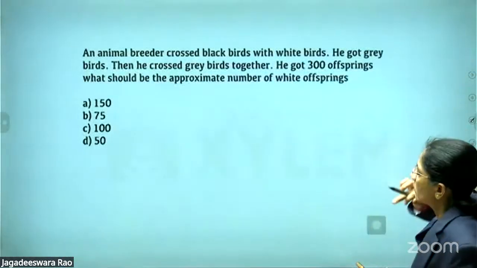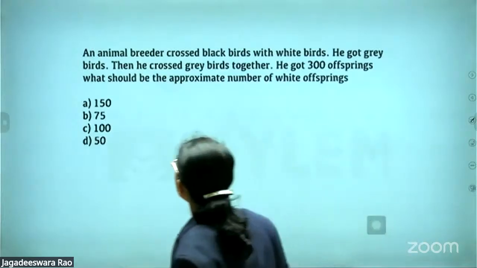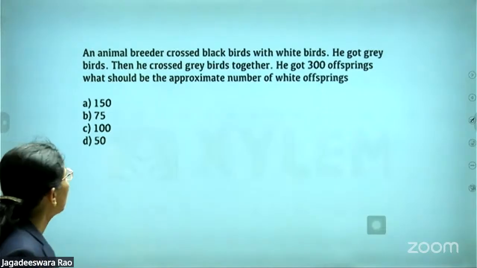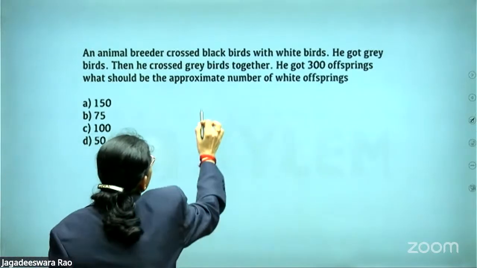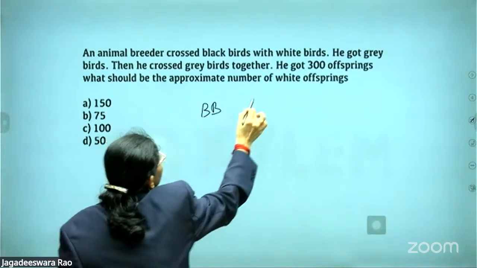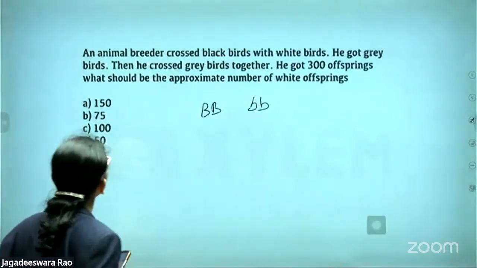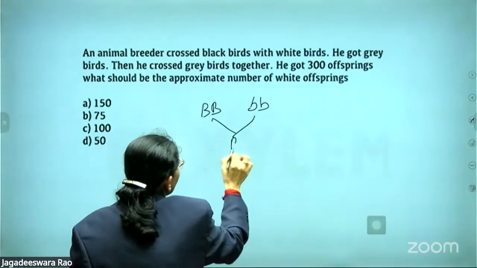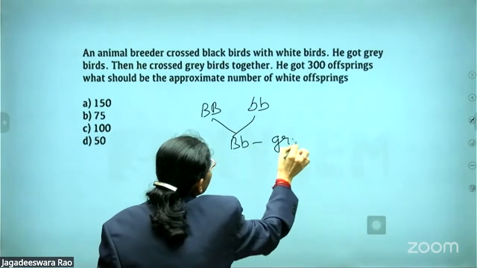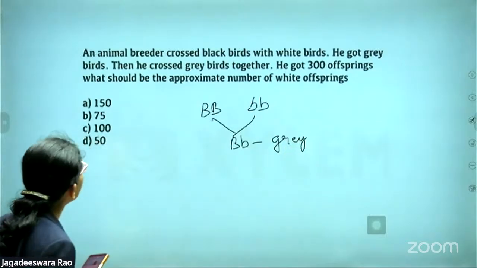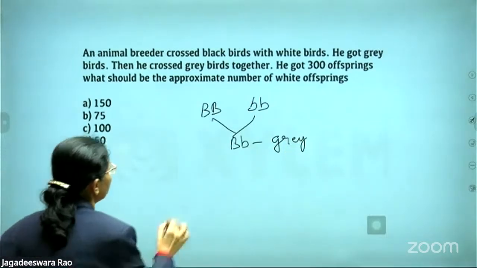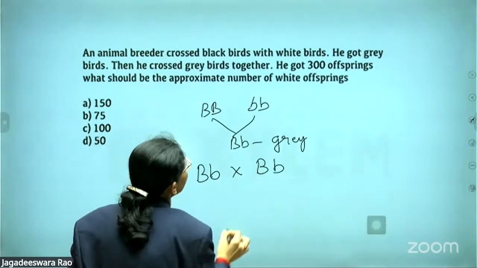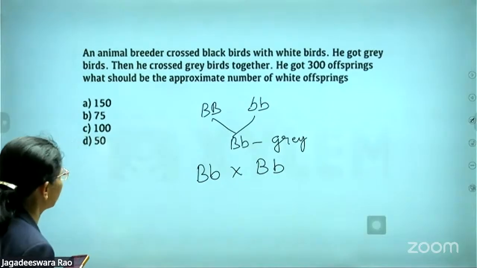Now next. An animal breeder crossed black birds with white birds. Remember, black birds are crossed with white birds. Now he got gray birds. Capital B, small b, that is gray. Now what he did? He crossed gray birds together. F1 generation, selfing gray birds. Then he got 300 offspring.